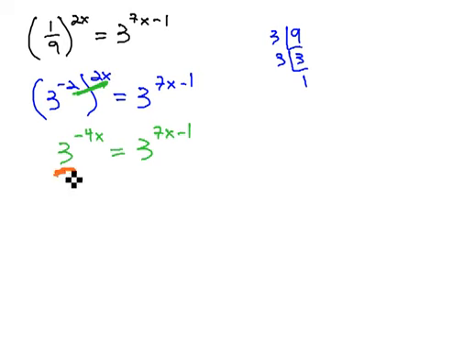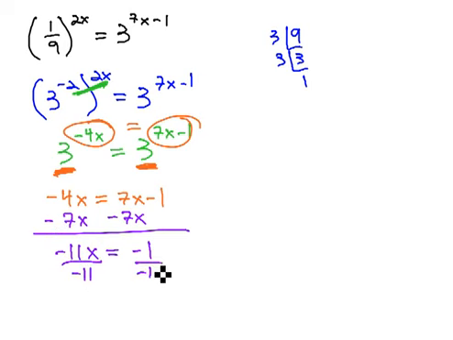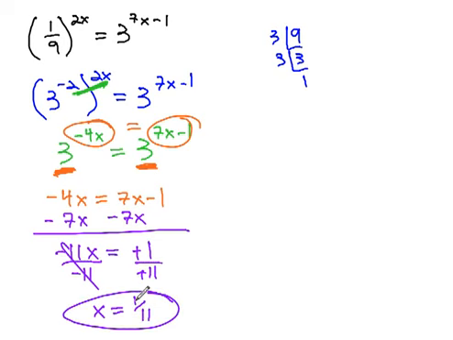And again, we find ourselves with the same base on both sides. Same base means the exponents must be equal, so we have negative 4x equals 7x minus 1. An equation we can quickly solve by subtracting 7x from both sides, giving us negative 11x equals negative 1, and dividing by negative 11. Negative divided by negative is a positive. x is 1 over 11.